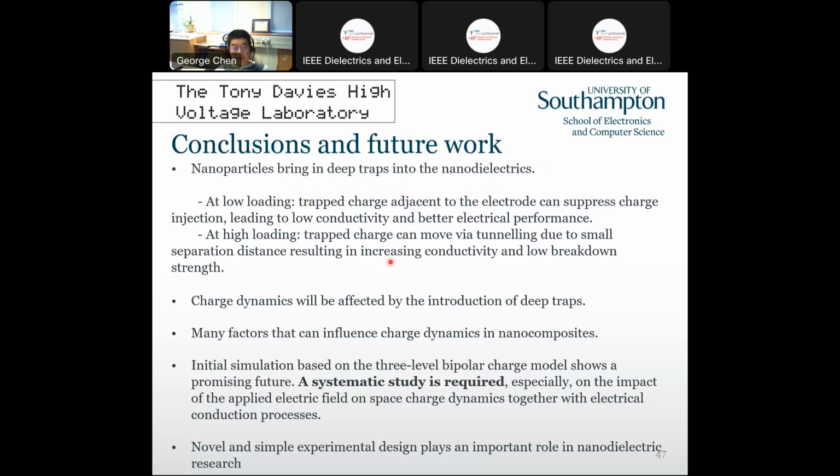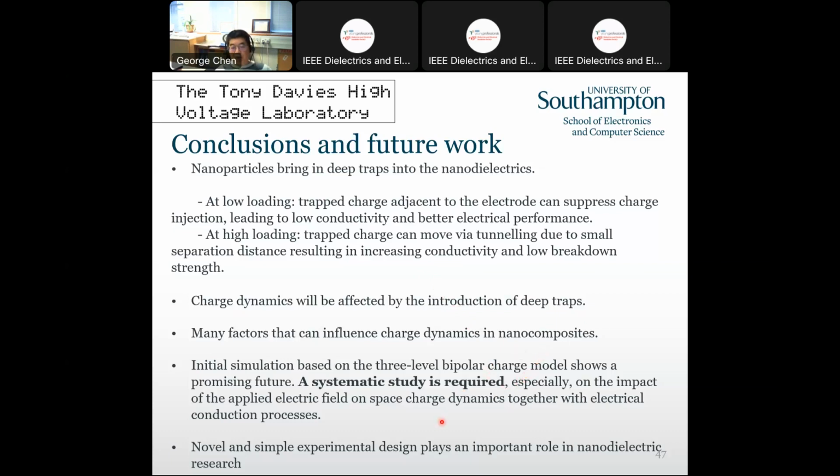And charge dynamics will be affected by the introduction of the deep traps, and many factors can influence charge dynamics in the nanocomposite. Our initial work based on this model shows a promising future. Of course, systematic research is required, especially on the impact of the applied electric field on charge dynamics together with the electrical conduction process.